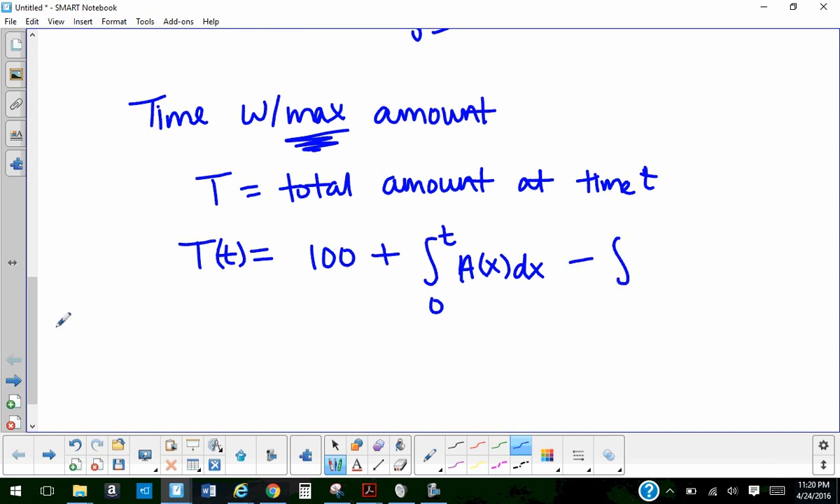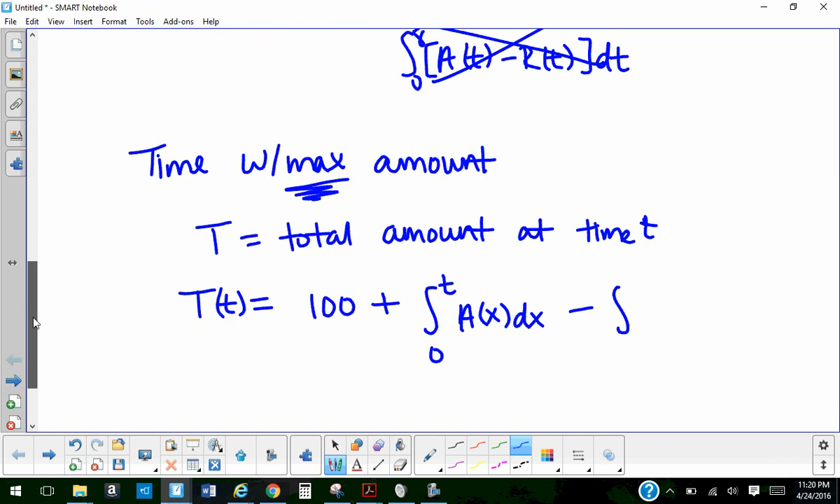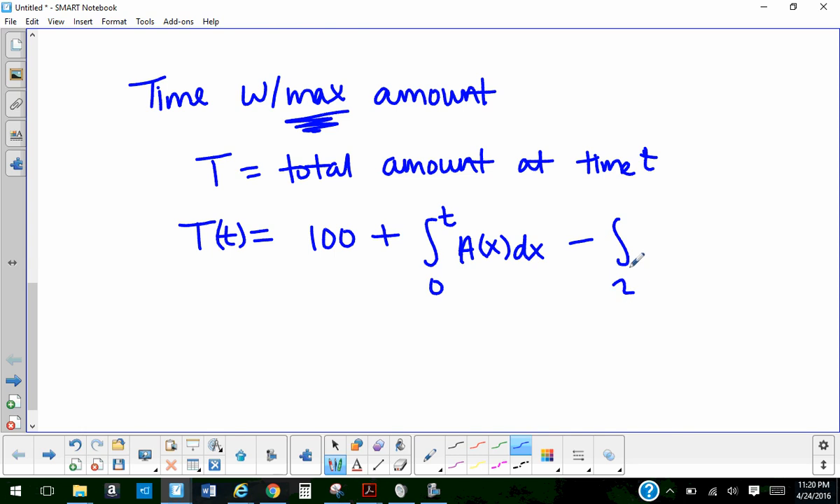Minus, and again it was only getting processed from 2 up, so 2 to little t of r of x dx. You can always switch out the lettering on your function if you need to, and I need to here because this bound is going to get plugged in for t's. I don't want there to already be t's there. So that would be my total amount.